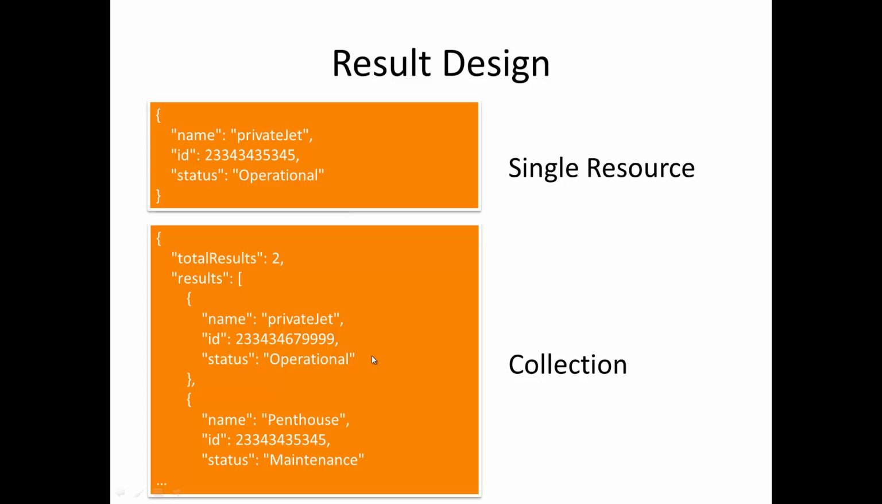If we have a collection, it's a good idea to add some meta information and to not just add the objects in the response itself, but to give information like total results. So in total, we have two assets, the private jet and a penthouse. And then you wrap the actual results in a field called results. You don't have to call the fields total results. You don't have to call results results. That's not the point. The point is that you provide some extra meta information outside the actual results collection.